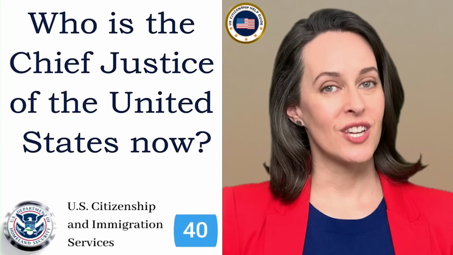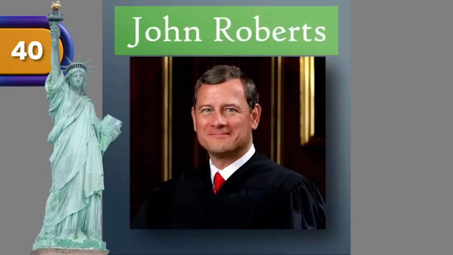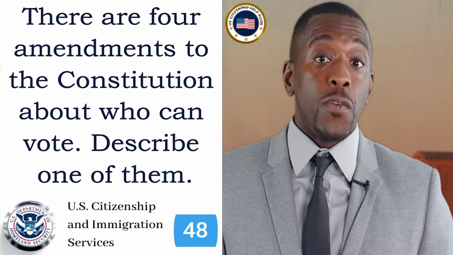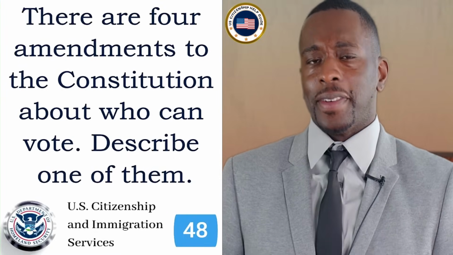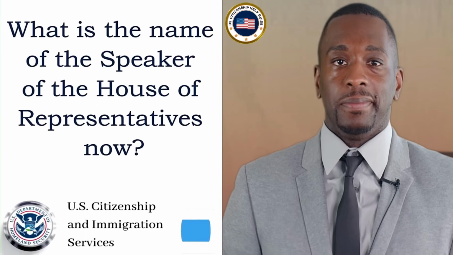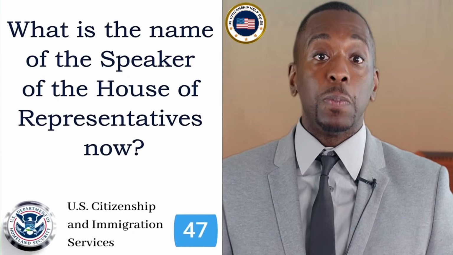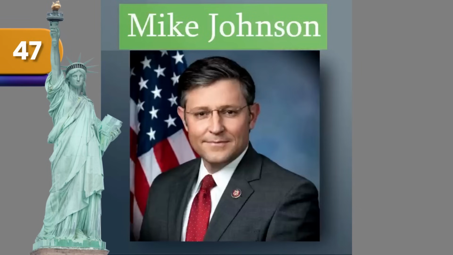40. Who is the Chief Justice of the United States now? John Roberts. There are four amendments to the Constitution about who can vote. Describe one of them. Citizens 18 and older can vote. What is the name of the Speaker of the House of Representatives now? Mike Johnson.